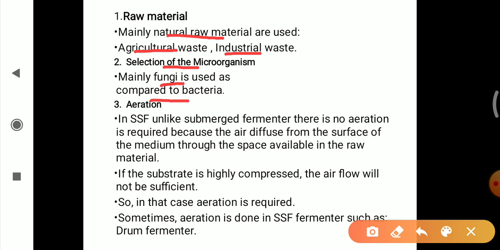Fungi and actinomycetes are the best studied for the SSF fermenter. The reason is that they have larger biomass, and the hyphal structure easily penetrates inside the raw material because we are using solid raw material.